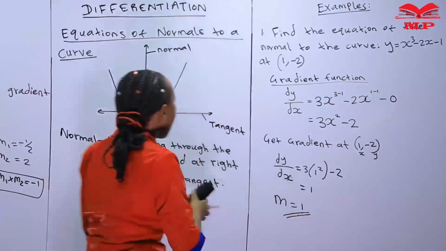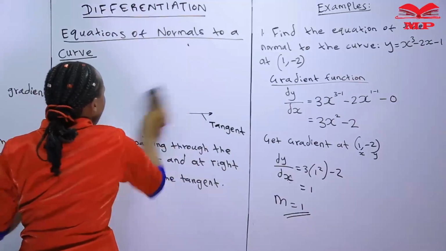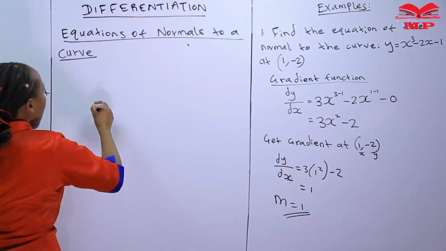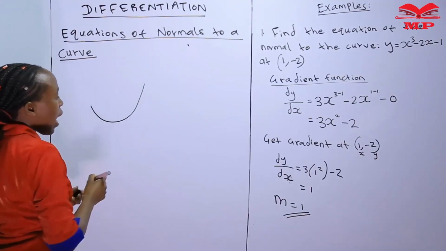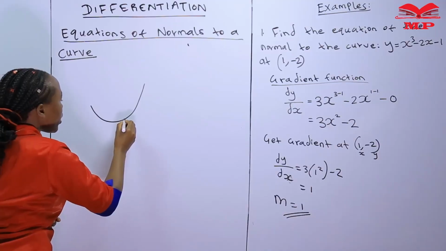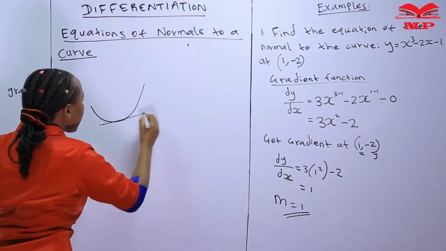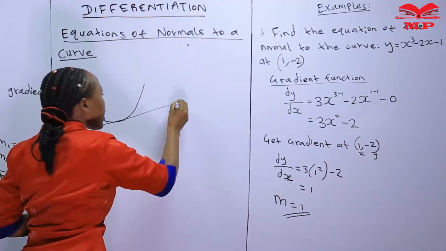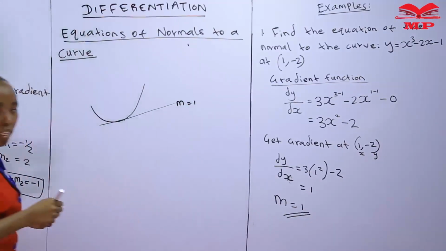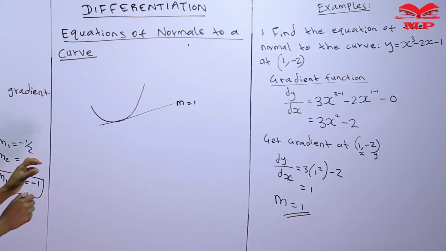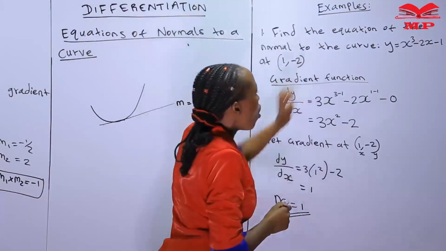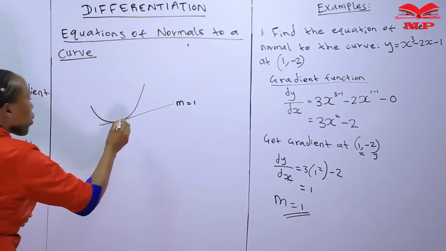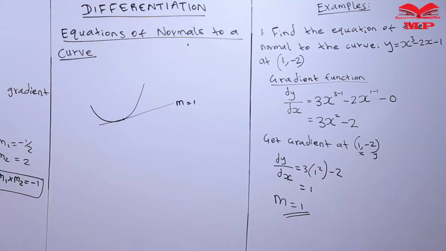If we have our curve in this manner, and we have this as our point, and we have the tangent here, we have the gradient of this tangent. The gradient is equal to 1. Because we want the equation of the normal, we also need to get the gradient of the normal. Our point is this.